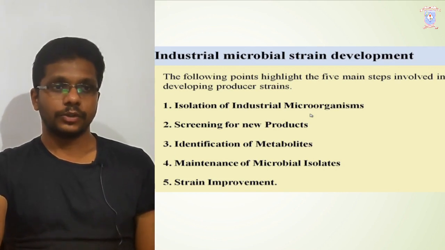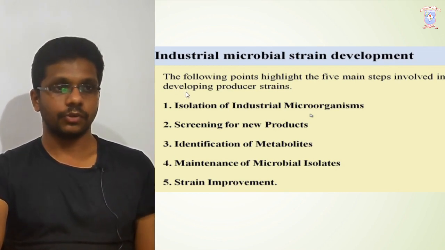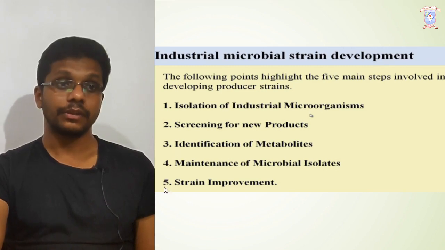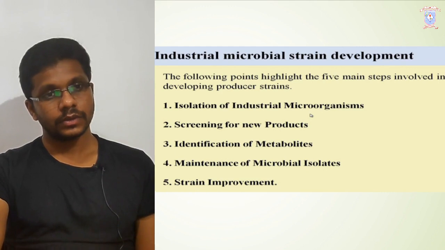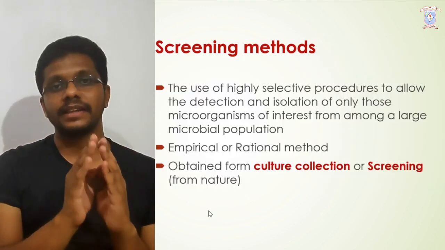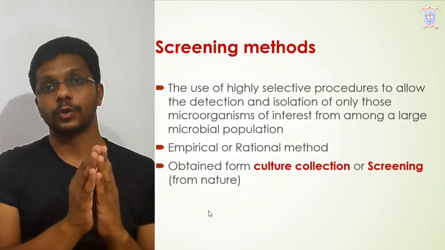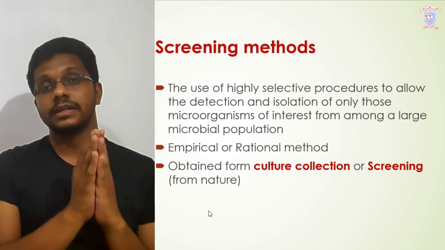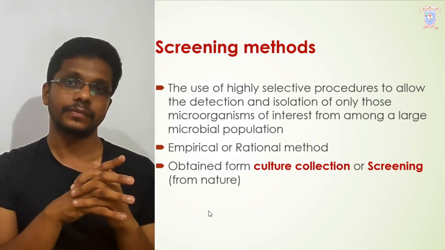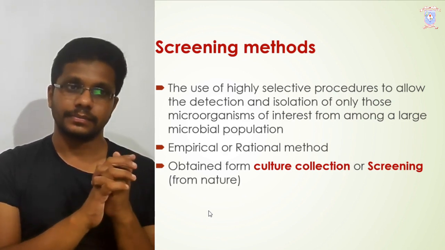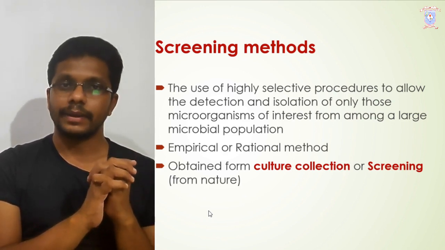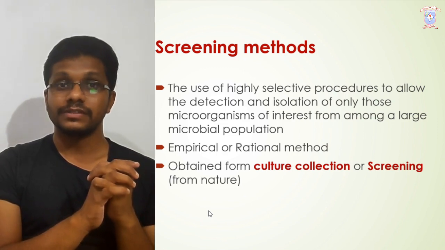In this unit, we are going to talk about the first four steps, and in the next unit we will be discussing strain improvement. So the first step is to obtain a microorganism which is able to produce an interesting product. So how to get this microorganism? For getting a microorganism, we use screening methods.